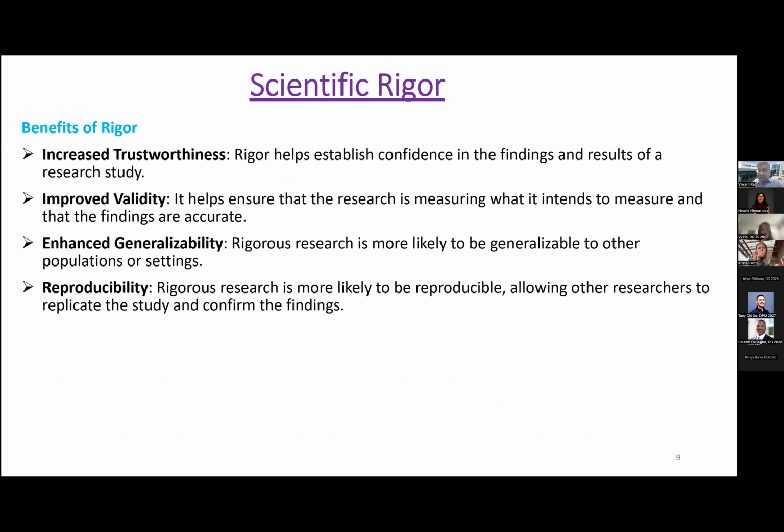Benefits. What are the benefits of rigor? Trustworthiness. It will improve the validity, enhance generalizability of the data and output, and then reproducibility. Whatever data you are reporting, either from clinical research, basic research, or population research, it should be reproducible. Meaning if someone else is working on it, they should get similar results.